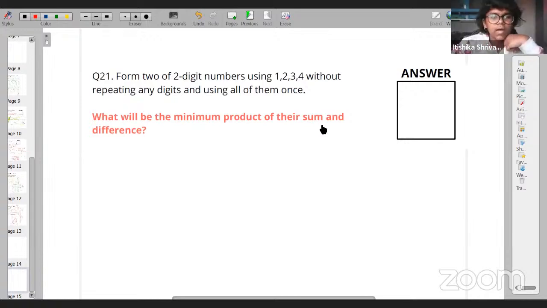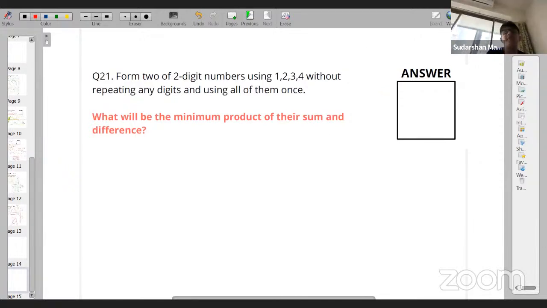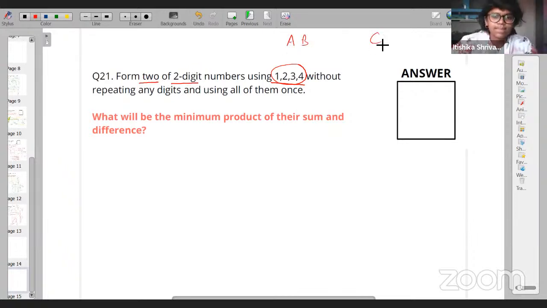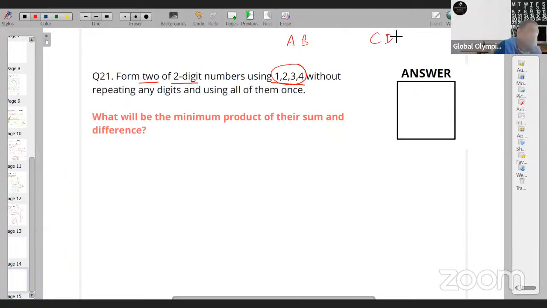I didn't understand the part where they say form two two-digit numbers. Two two-digit numbers from 1, 2, 3, 4. If we take one number as 12, we have to form another number with the digits 4 and 3. Two numbers you have to form, and each number has to be a two-digit number. You have one number AB, another number is CD. And you have to use all the digits without repeating them. So obviously there are 4 digits, so you can split them into 2 parts.